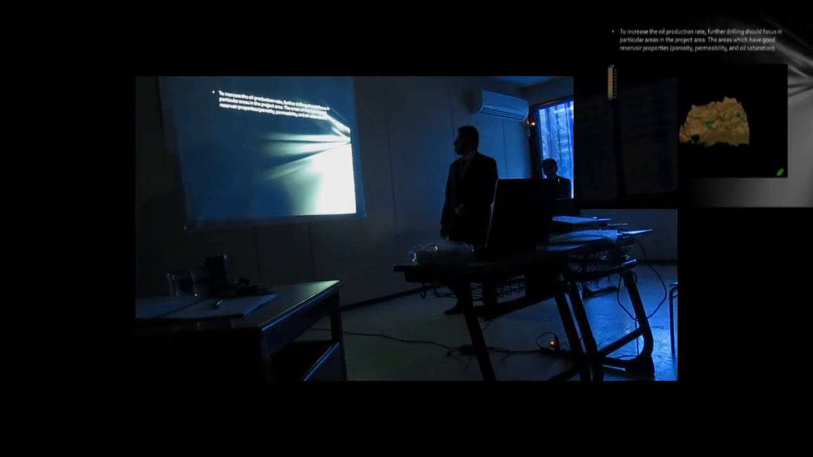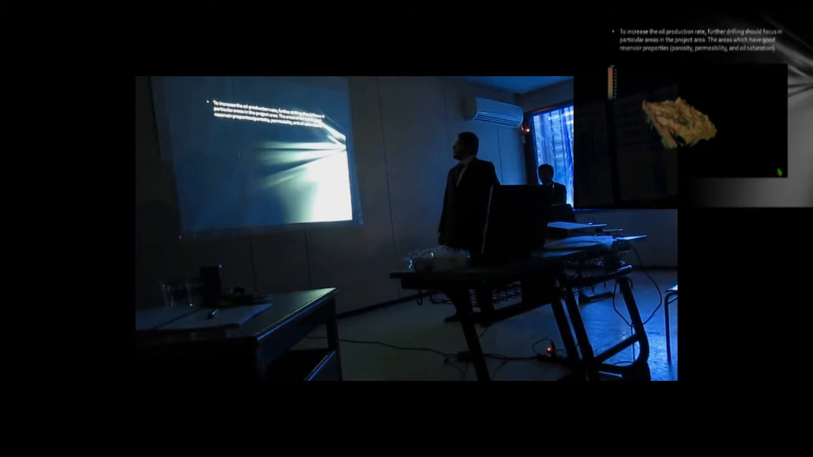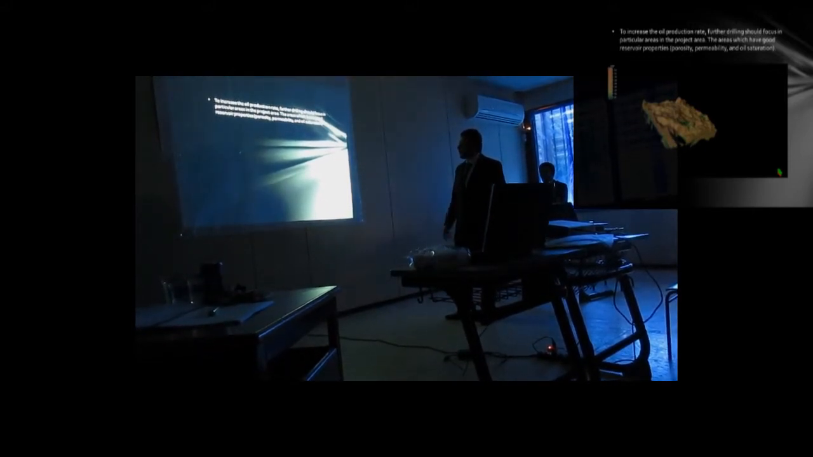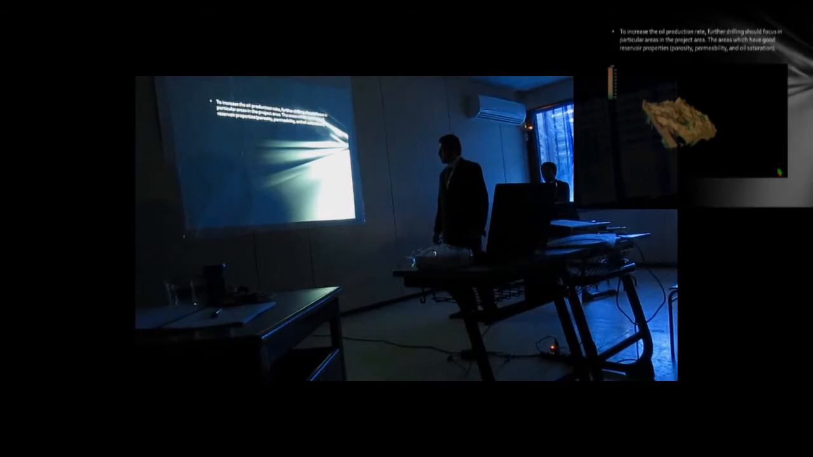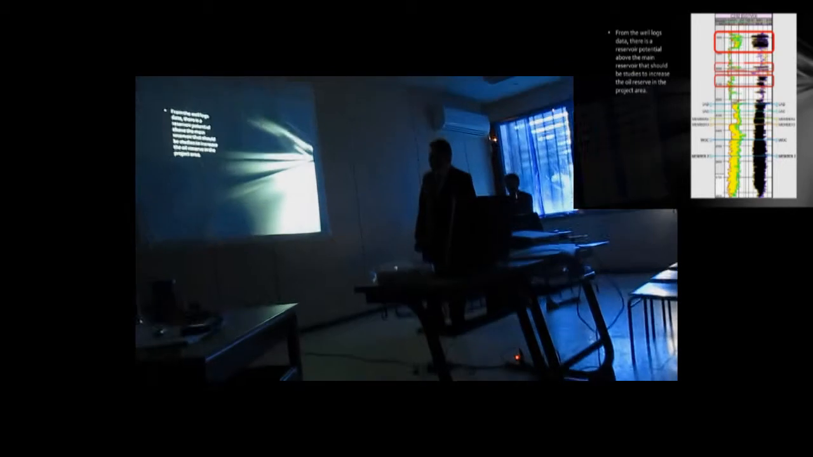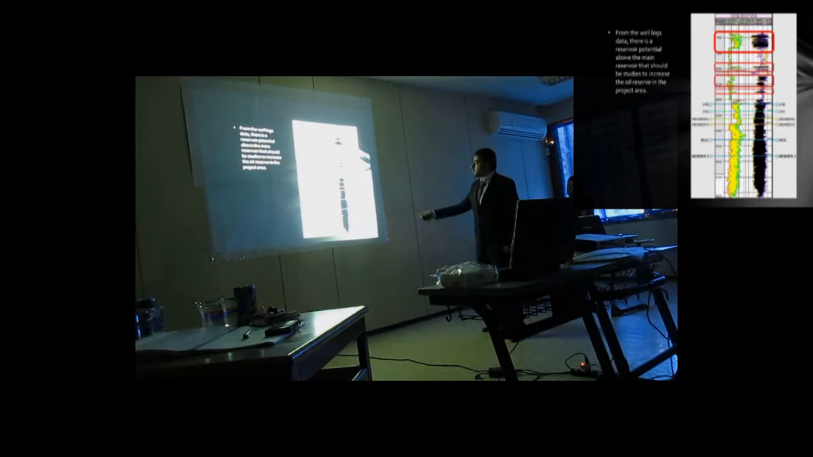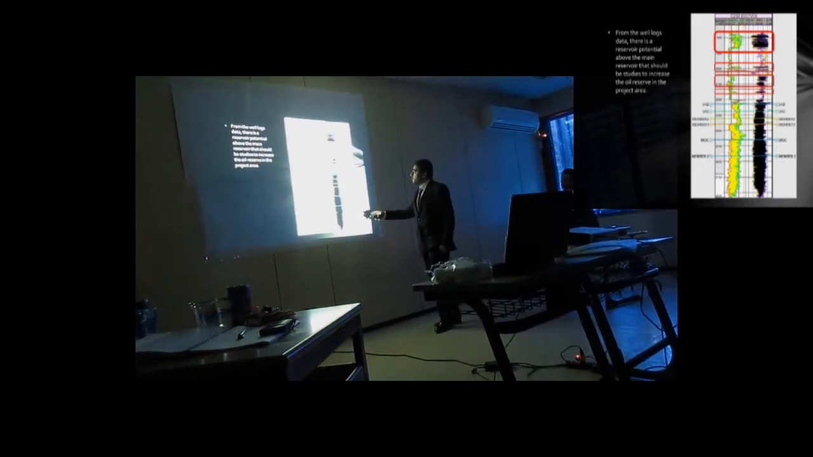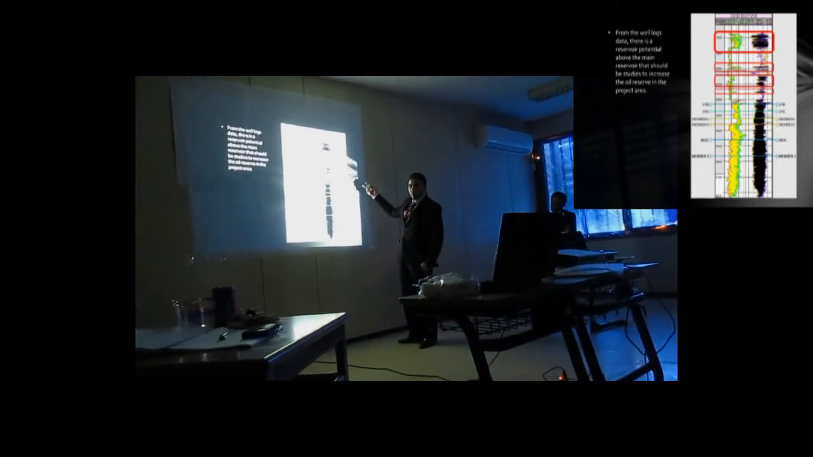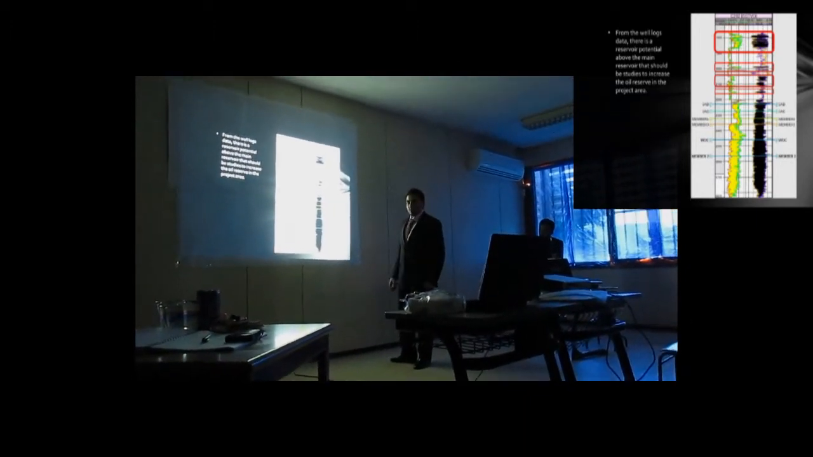To increase the oil production rate, further drilling should be focused on particular areas of the project area, the areas which have good reservoir properties: porosity, permeability, and oil saturation. From well logs data, there is a reservoir potential above the main reservoir that should be studied to increase the oil reserves of the project area. As you can see from log 292, there is a potential area above our area that may have oil. It could be a good study to increase the reservoir.